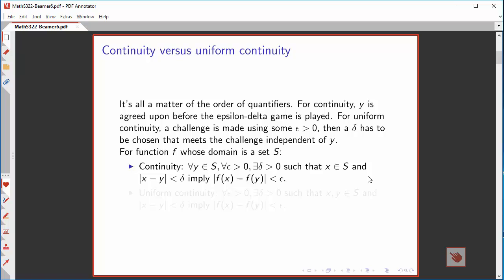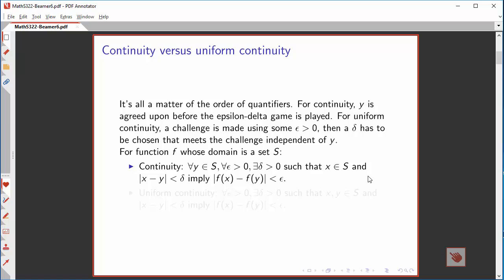I want to contrast continuity with uniform continuity. Turns out the difference is in the order of the quantifiers, and the best way of thinking of this, which goes over quite well with students, is that two people are playing a game. One person is challenging the other to prove that a certain function is either continuous or uniformly continuous. So let's first think about how the continuity game is played.